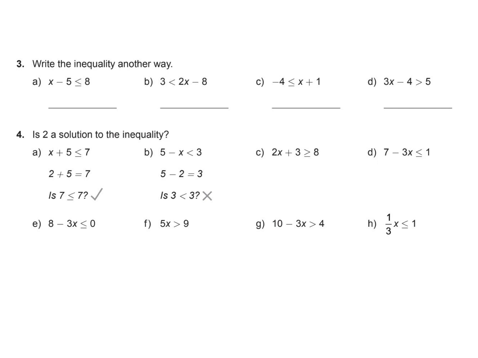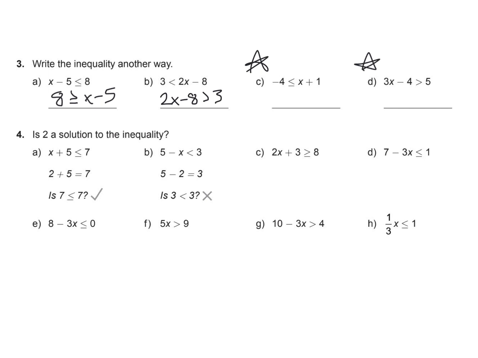In our previous work, we learned that we can write inequalities 2 ways. So we need to write these inequalities the other way. So here we have X minus 5 is less than or equal to 8. That's the same thing as saying 8 is greater than or equal to X minus 5. So our strategy is we are flipping the side that it's on, and we are also flipping the sign. So for this one, we would start with 2x minus 8 is greater than 3. So you need to try C and D.